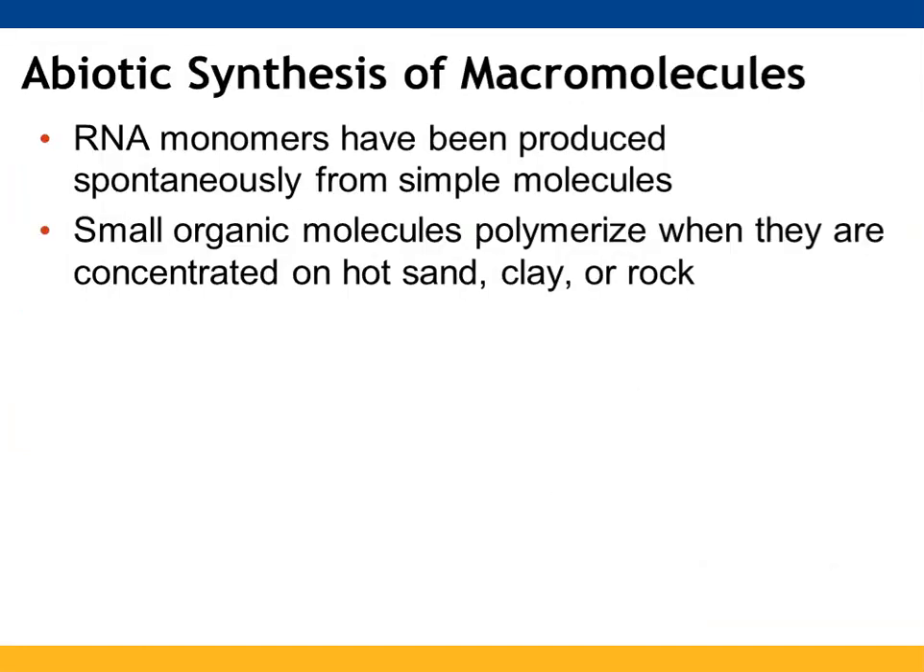So how do we produce macromolecules abiotically? RNA monomers are produced spontaneously from simple molecules. Organic molecules have the ability to polymerize. Remember, that's one of the things that has to take place with your macromolecules if they are concentrated on hot sand, clay, or rock.